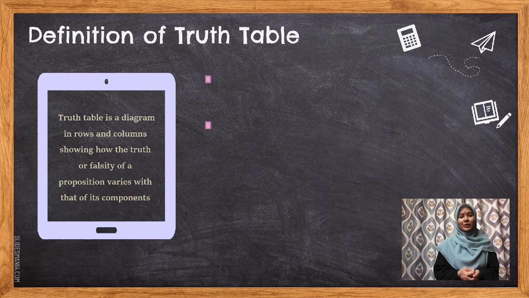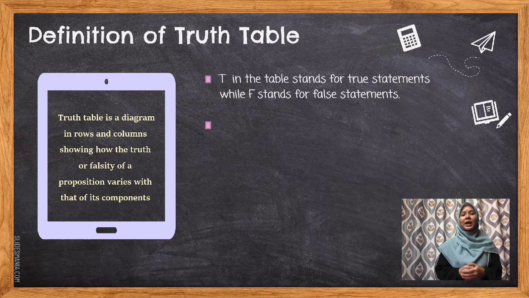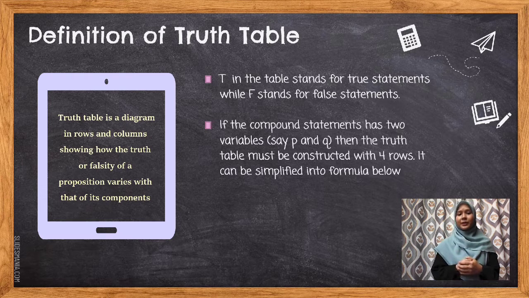Okay, what is a truth table? A truth table is a diagram in rows and columns showing how the truth or falsity of a proposition varies with that of its components. T in the table stands for a true statement, while F stands for a false statement.